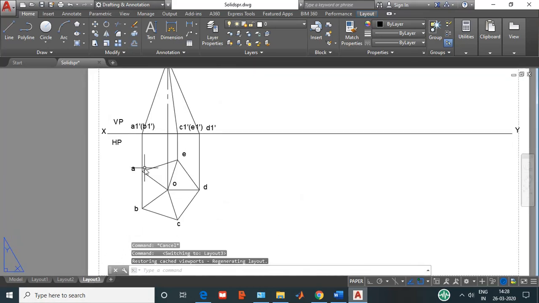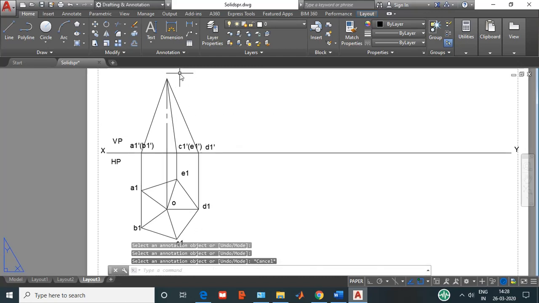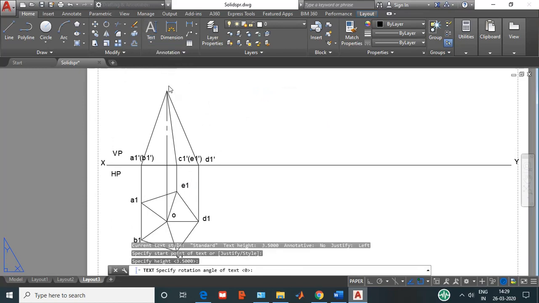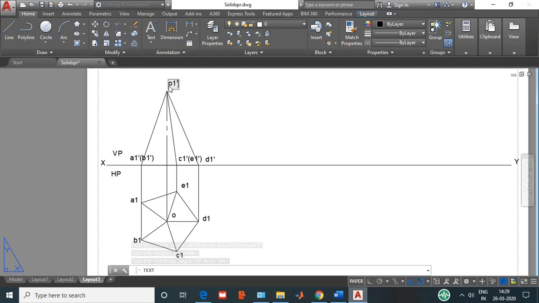Sorry, the bottom faces in the top view are named as A1, B1, C1, D1, not as A, B, C, D. So let me rename it. This is A1, this is B1, this is C1, this is D1, and this is E1. Okay, so now the apex you can name it. So apex I will name it as O1 dash. Right, so that becomes the front view.